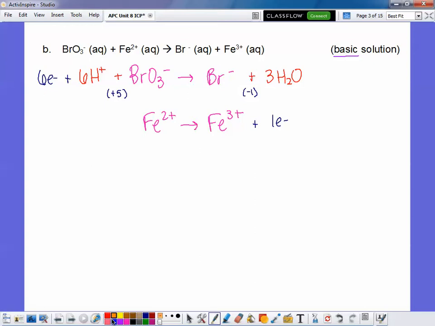Okay? Now, before I move on, which one of these is my oxidation half? The second one. This is my oxidation half reaction. Therefore, my first one is my reduction half. All right. So now, in order to make the electrons the same, I'm going to have to multiply this second one by 6. Times 6. So that means I have 6, 6, and 6.